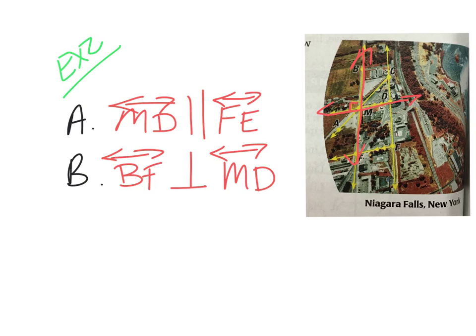It would not be wrong to say line BM is perpendicular to DM. It's just a better statement to say BF because it goes further. But if you had written line BM, I probably wouldn't count it wrong.